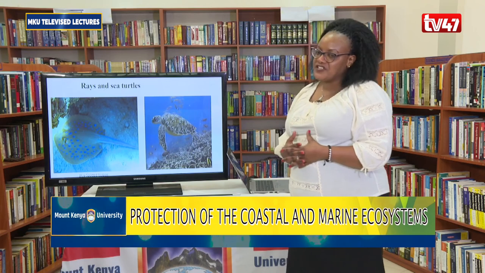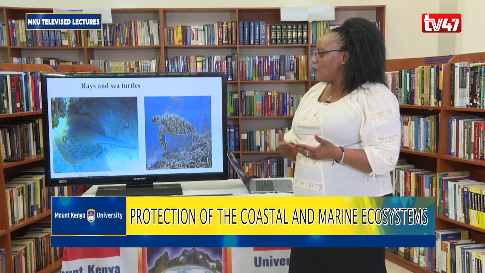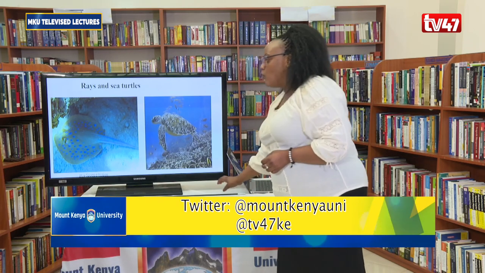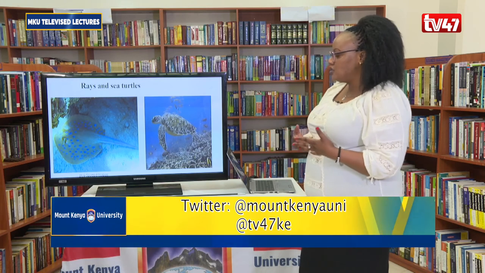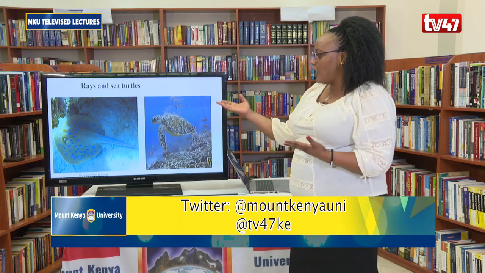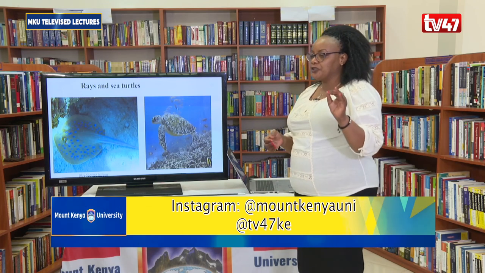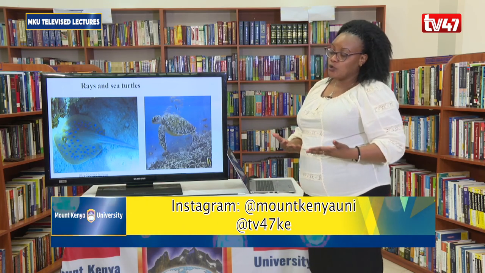Then we have the rays and the sea turtles. The rays are mostly relatives of the sharks, and this is how the rays look. This one is a blue spotted ribbon ray, normally found under the sea. So you can imagine protecting such kind of ecosystem where these species can thrive portrays a big picture of how important it is to protect and enable those ecosystems to handle the species that thrive in them.